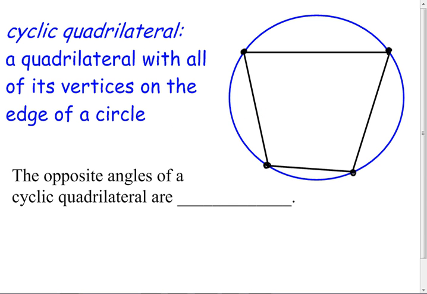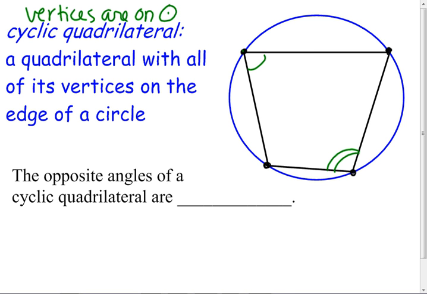Now, a cyclic quadrilateral, these points are on the circle. That's why it's called cyclic. So the vertices are on the circle. Now, proving this is a little bit tricky. But what do you think is true about the opposite angles? They're not congruent. They're supplementary.